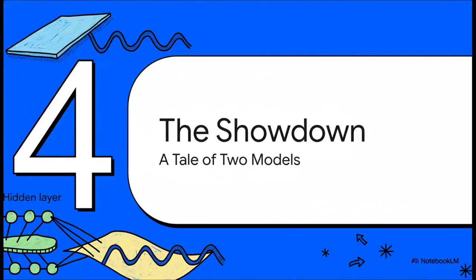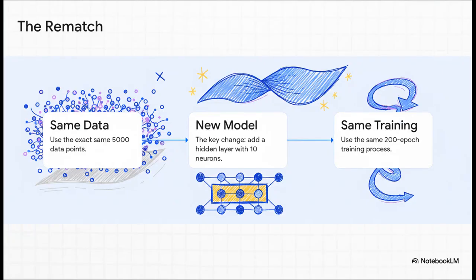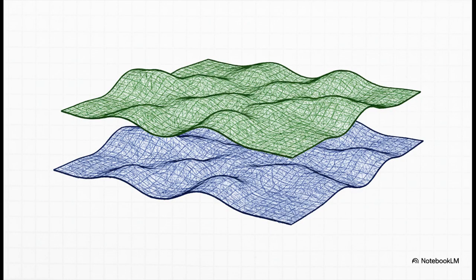All right, enough talk. Theory is great, but let's see this thing in action. It is time for a showdown. We're going to build this new, more powerful model and put it head-to-head against our original, simple one. And to make it a totally fair fight, everything else is going to stay exactly the same. We use the same data, the same training process, everything. The only difference, the one variable we're testing, is that crucial little change in step 2, the addition of our hidden layer.